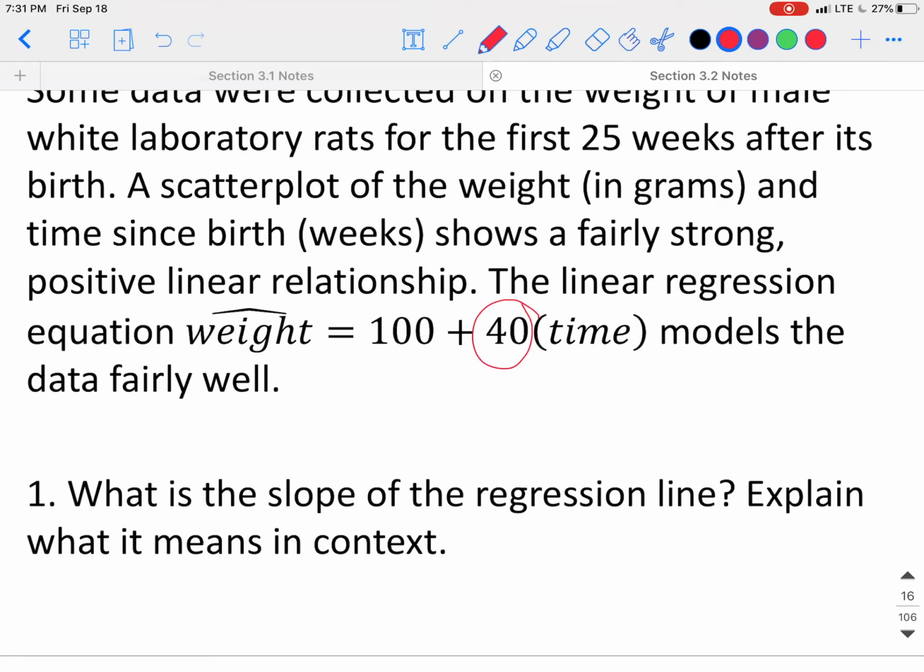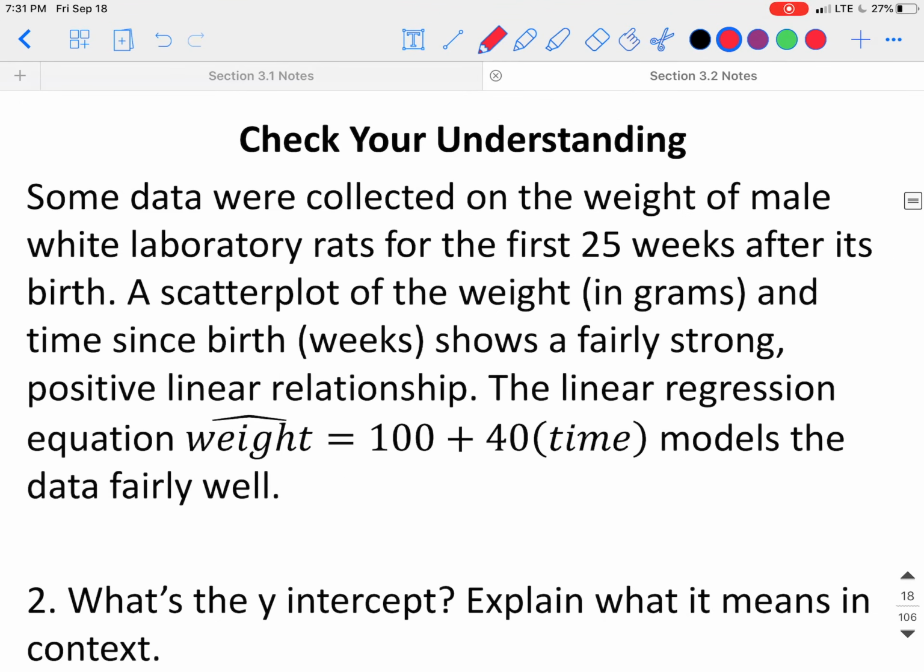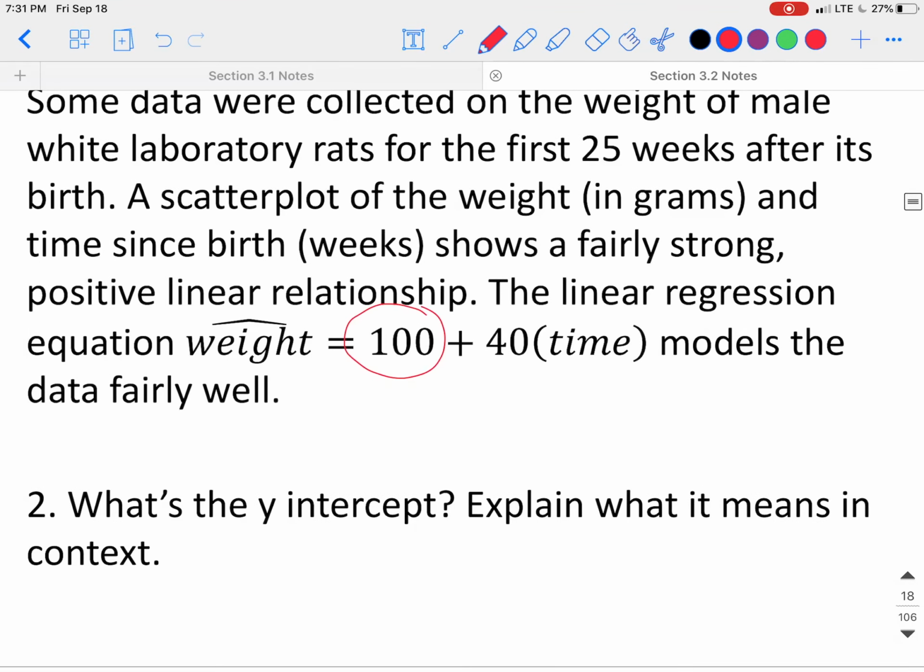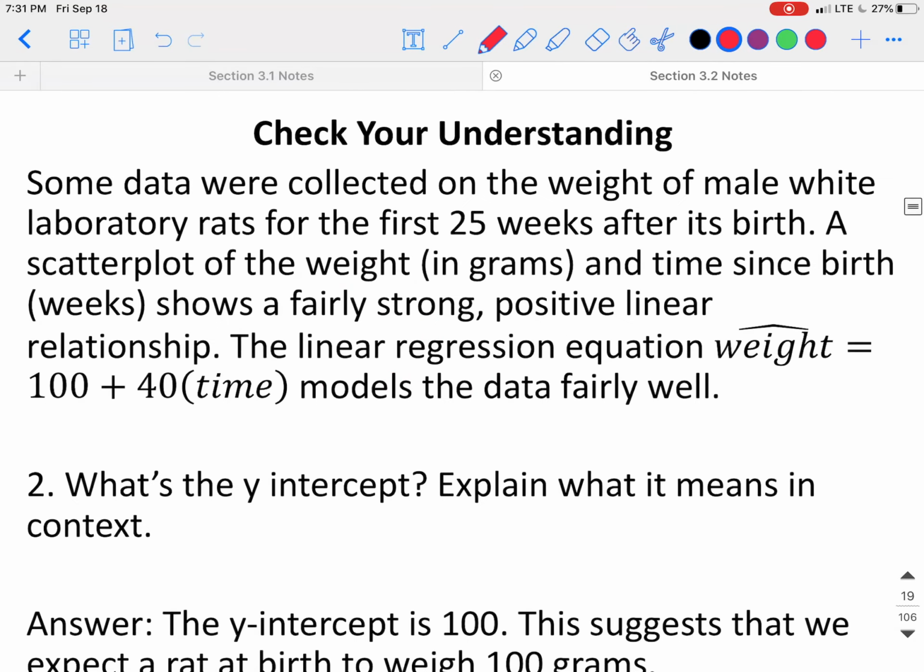Now remember, your slope is the one that's attached to your variable, and this time our variable is time. So our slope is going to be 40. This means that we predict that a rat will gain 40 grams in each week of its life in the first 25 weeks. What's the y-intercept, and explain its meaning? The y-intercept would be 100, and this suggests that we expect a rat to weigh 100 grams at birth.